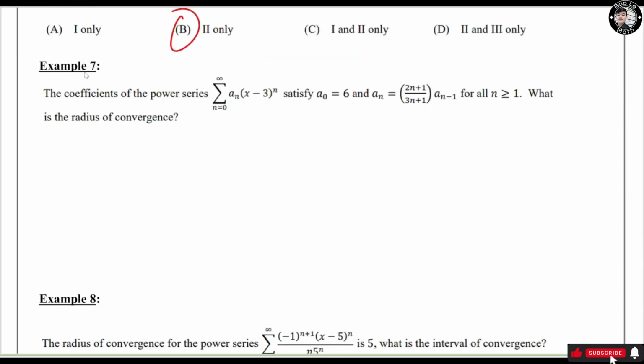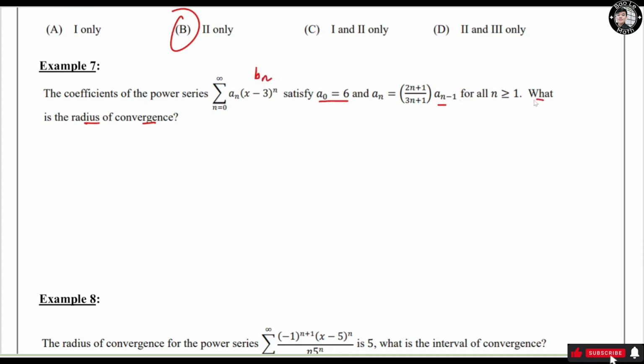Now let's move on to example number 7. The coefficients of the power series satisfy a sub 0 equals 6. A sub n equals this for n greater than or equal to 1. What is the radius of convergence? Alright, so I'm going to call this one b sub n, right?